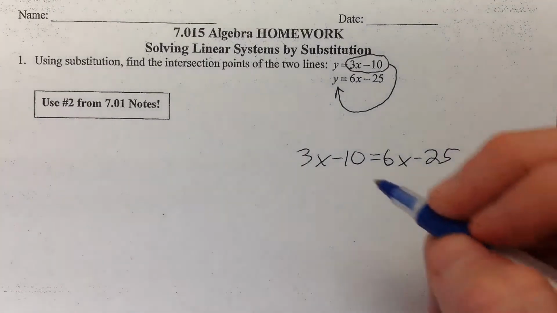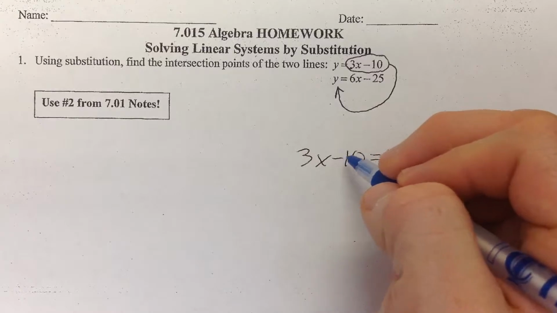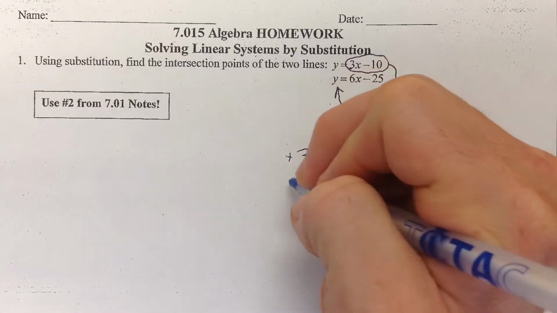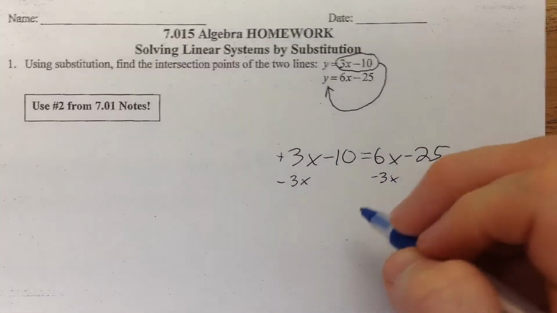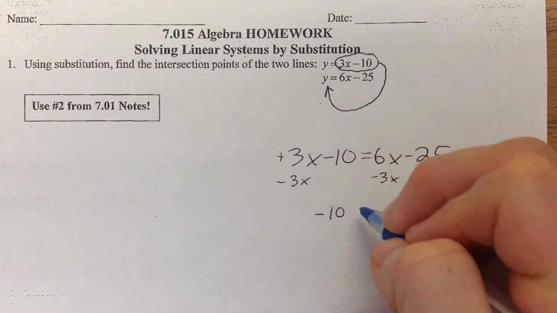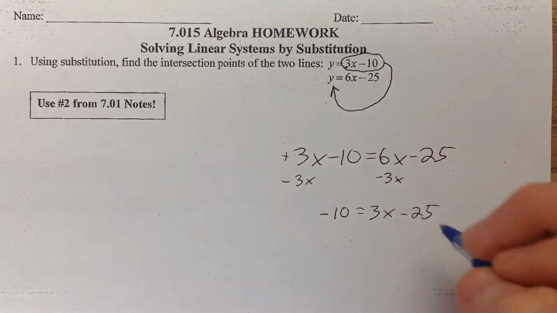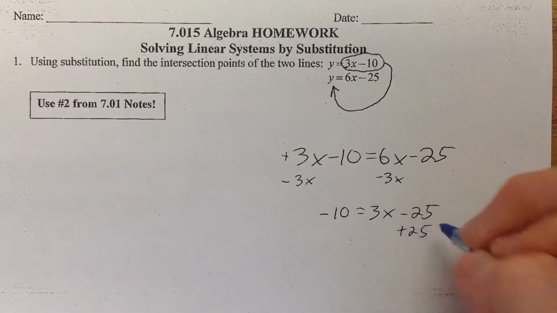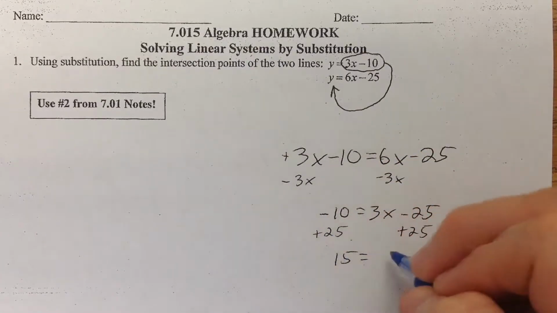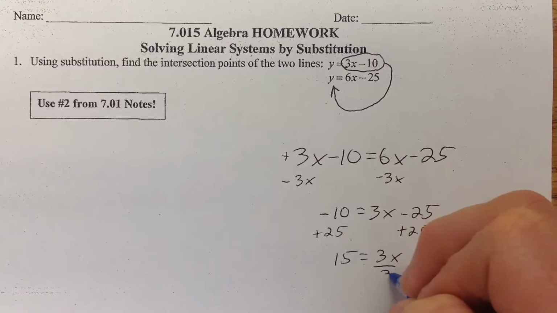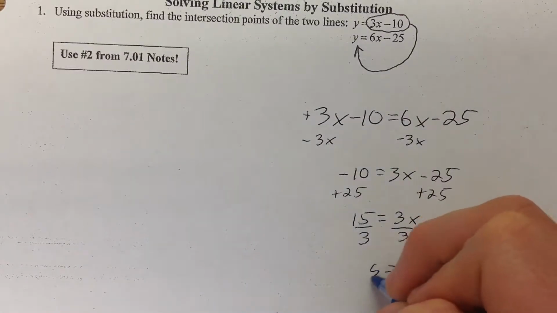Now I need to solve this. Again, I'm going to move the smaller variable. Don't get confused by this minus sign. This is still a positive 3, so we need to subtract 3x from both sides. We're left with a negative 10 equals 3x minus 25. We're going to add 25 to both sides. Get 15 equals 3x, and then divide by 3, divide by 3. X equals 5.